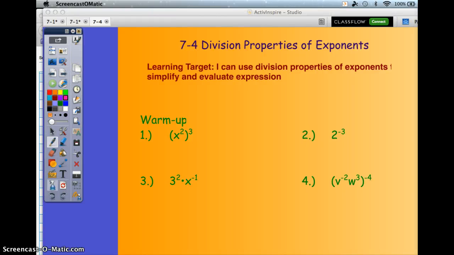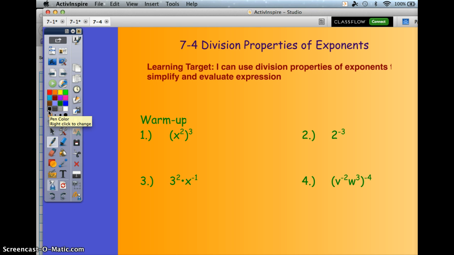Hello! Yesterday we learned about multiplication properties of exponents, and today our learning target is I can use division properties of exponents to simplify and evaluate expressions. Please take a couple of minutes, hit pause, and do the two warm-up questions.